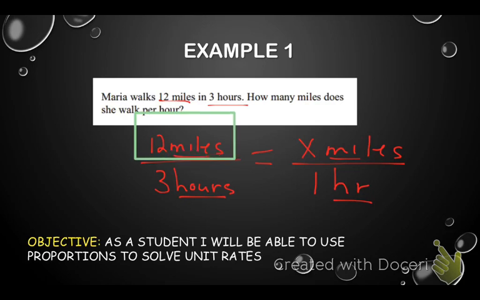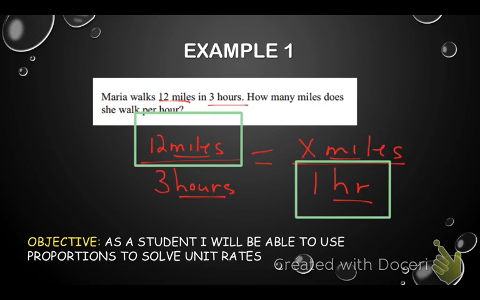So we're going to multiply 12 and 1. 12 times 1 is 12. And then we're going to divide by the third number, which happens to be 3. So 12 divided by 3, and that gives us 4 miles. So 4 miles. And I should put that over here. All right, there we go. And that's our answer. Now, we have to be a little bit careful because our answer is 4 miles, but we also need a label. So it says, how many miles does she walk per hour?